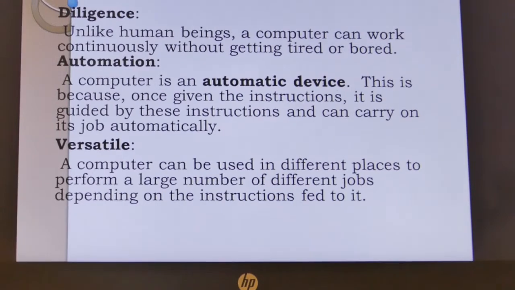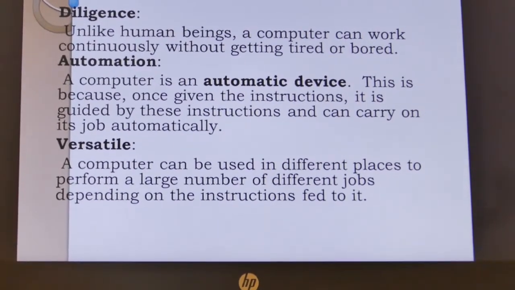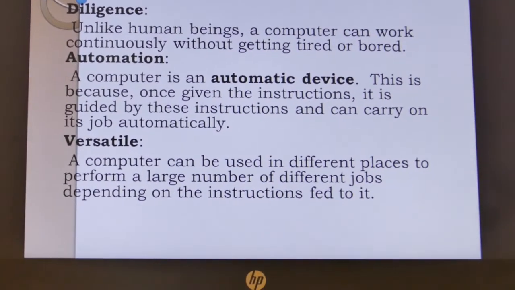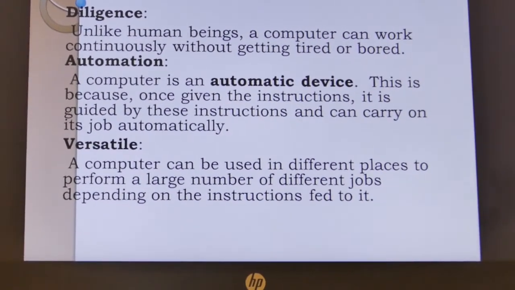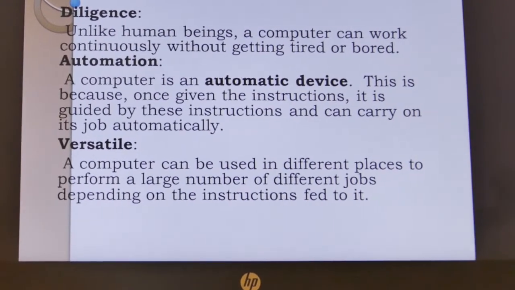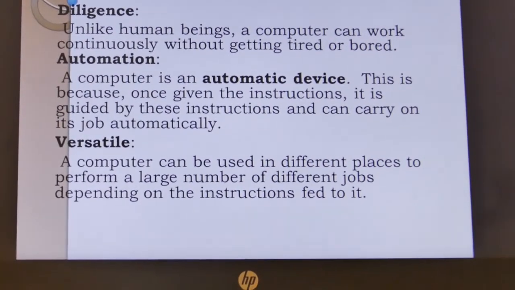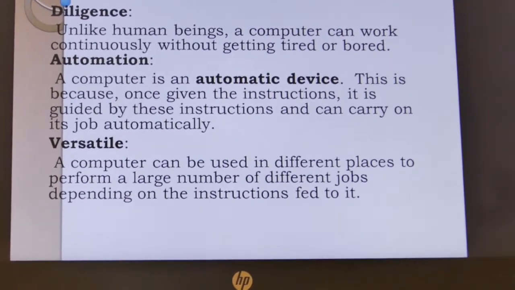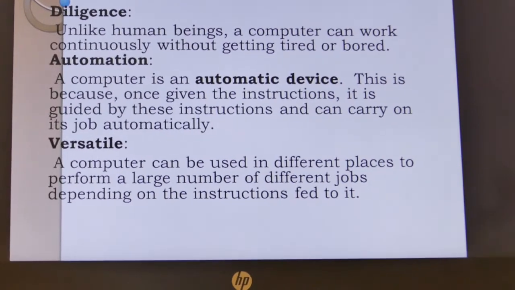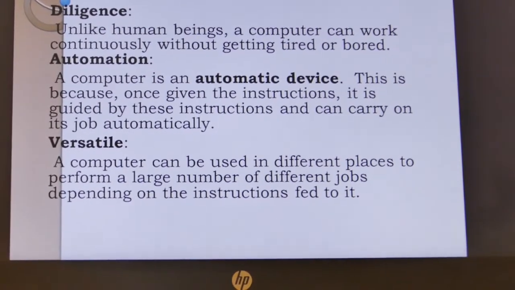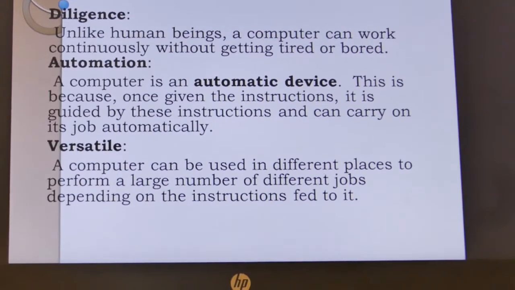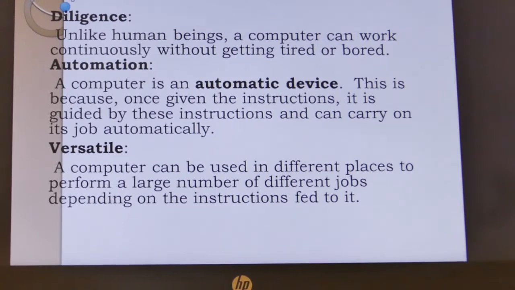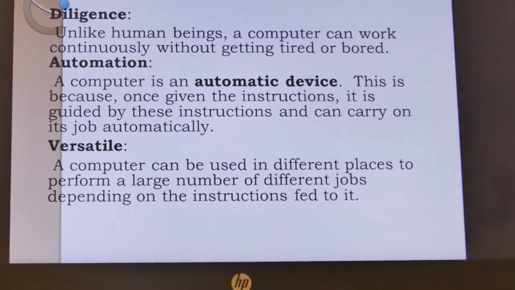Then automation. A computer is an automatic device. And in this, once given instructions, it's guided by those instructions and carries on its job automatically. Then versatile. In versatile, a computer is able to perform so many jobs depending on instructions fed to it. So it can do different jobs at different places.